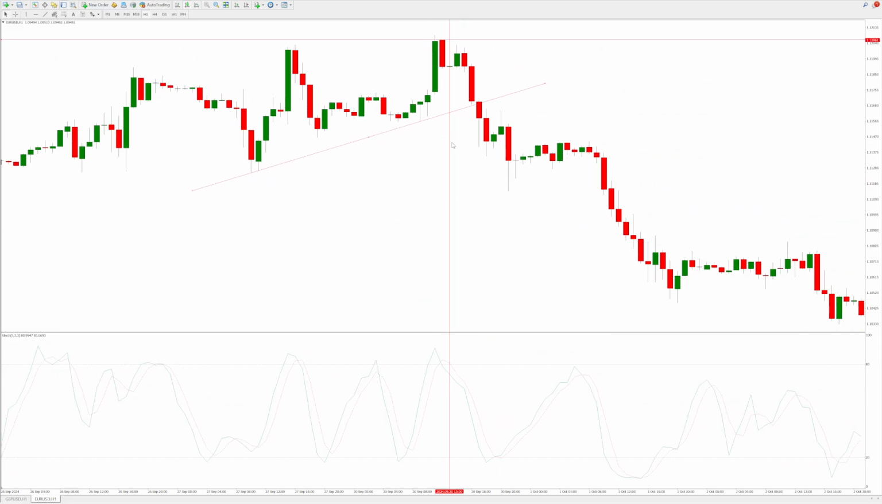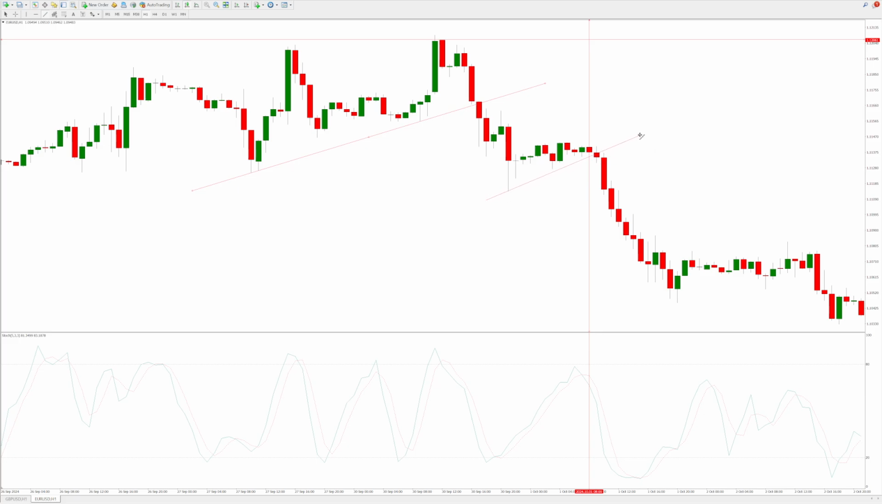Stochastic crossover near the overbought zone again. Could have been a good entry point. That would have been the breakout of the neckline around there, confirmed by the stochastic indicator.